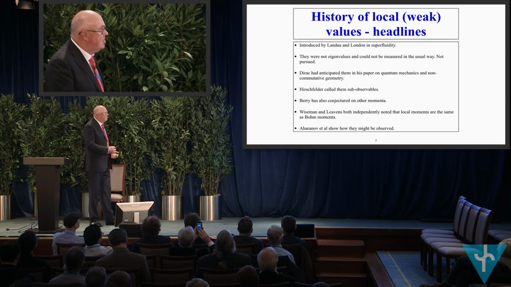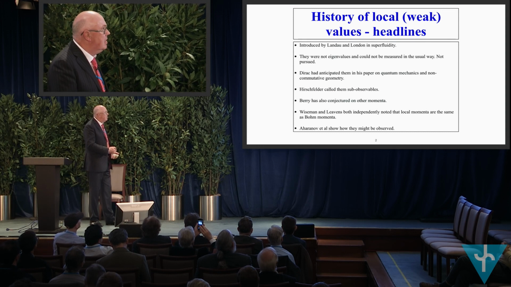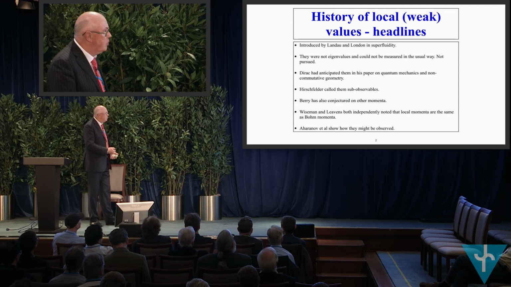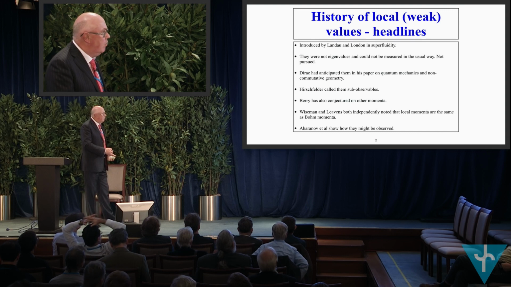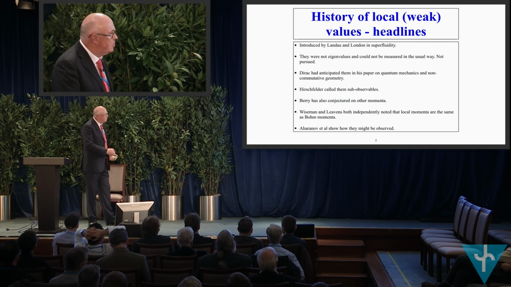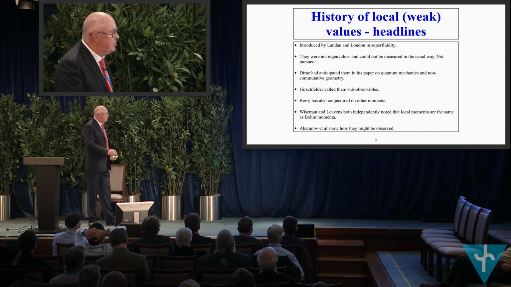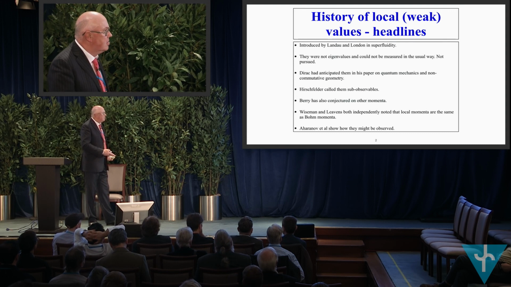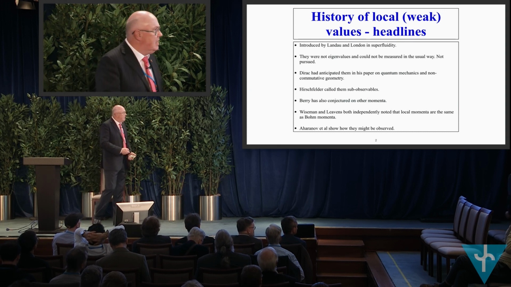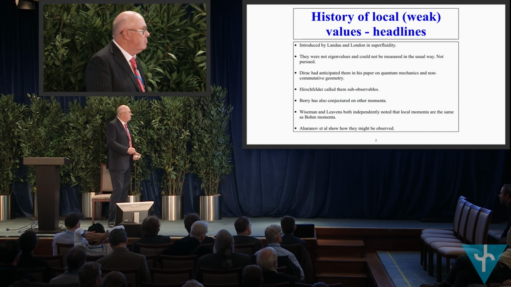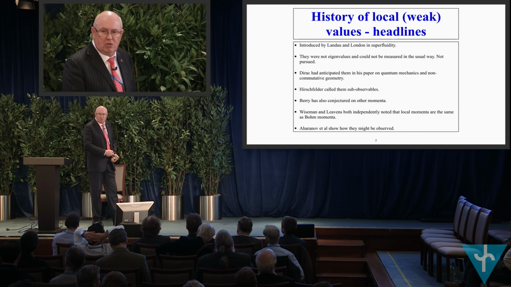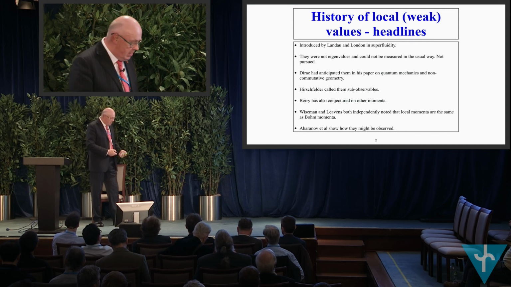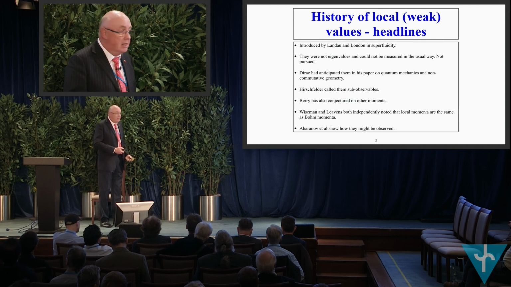Dirac anticipated weak values. Hirschfelder actually called them sub-observables. Berry, as we know, has conjectured all sorts of different momenta. But obviously, Wiseman and Leavens independently noted that they were linked to the Bohm momenta. But I think what Aharonov and Vaidman really showed us was not only that these exist, but also how we might measure them, how we can observe them. And I think that's, for me, the most important aspect.